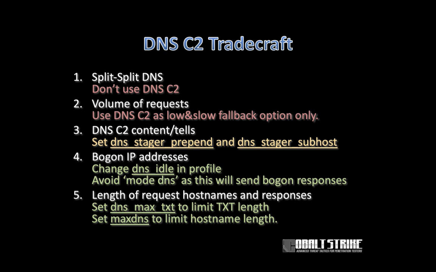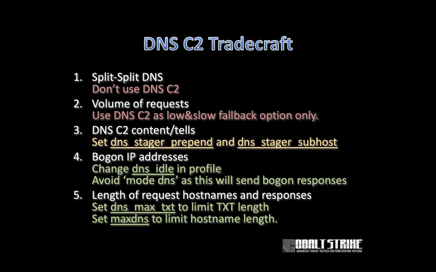If you're in a network that is well instrumented to look for a volume of requests, I would use DNS C2 as a low and slow fallback option only. I would deploy an agent, maybe as a persistence agent, and configure it to phone home very, very, very rarely, like maybe once a day, once an hour, whatever. And just don't use it. And use it only if you need to, with the understanding it's probably going to get burned when you do use it.